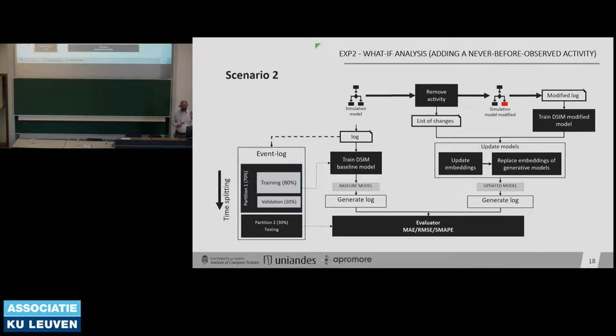So here we start with a simulation model. We generate a full event log with this simulation model. Then we remove one activity of this model. We generate another event log that doesn't have that activity, and then we add that activity to the deep simulator model that we trained. So we are not retraining the model. We are just giving the option to generate an event log from data that doesn't have that activity. And then we compare both versions, one of the deep simulator trained with the full event log, and one with the model that was updated.